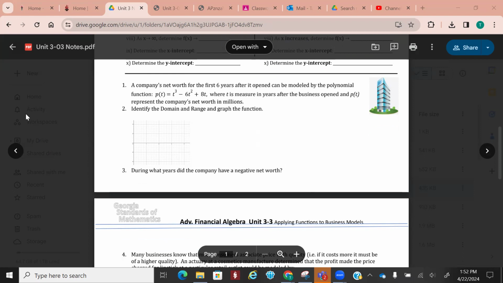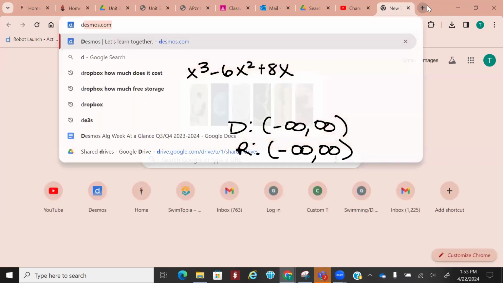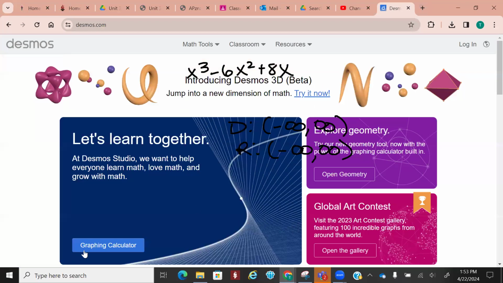So if we're just looking at the graph, then the domain is always going to be the same for these, -infinity to +infinity. For range, it's also going to be -infinity to +infinity. We can take this equation and we can actually graph it in Desmos. Okay, so this is going to be a cubic function. This is something that you learned about in algebra 1, maybe 2, depending on when you took it.